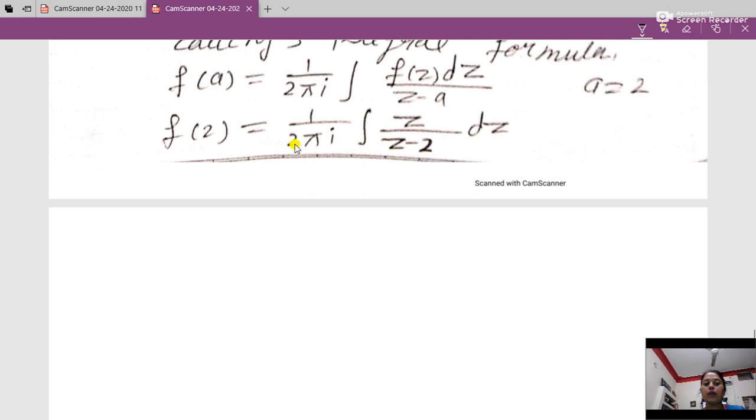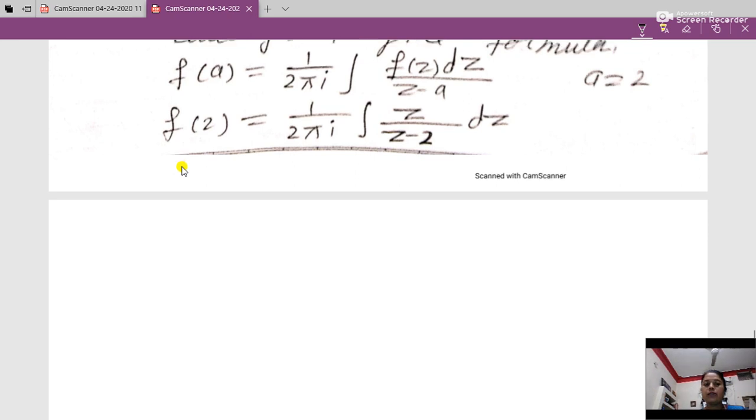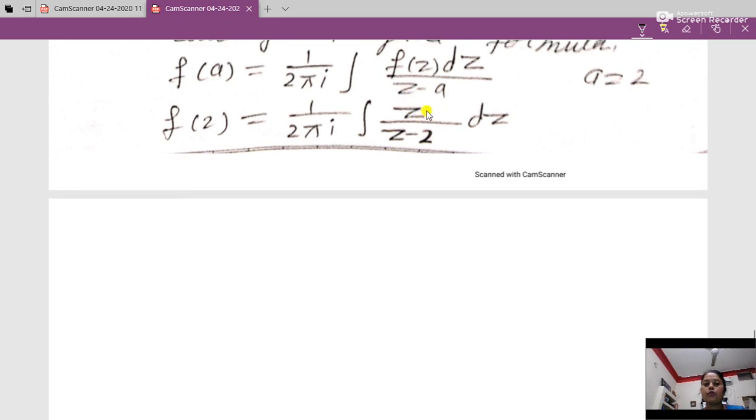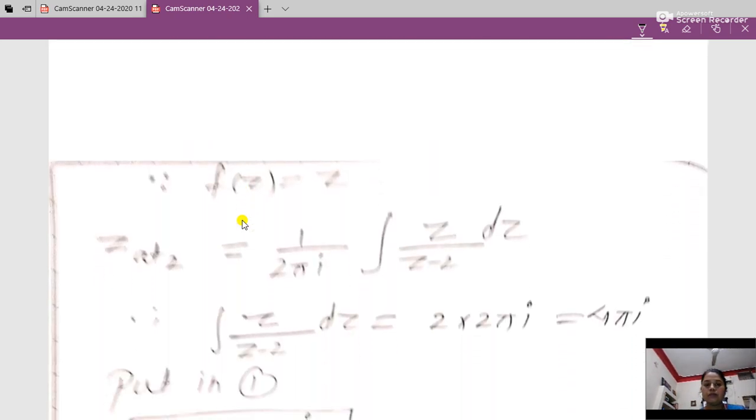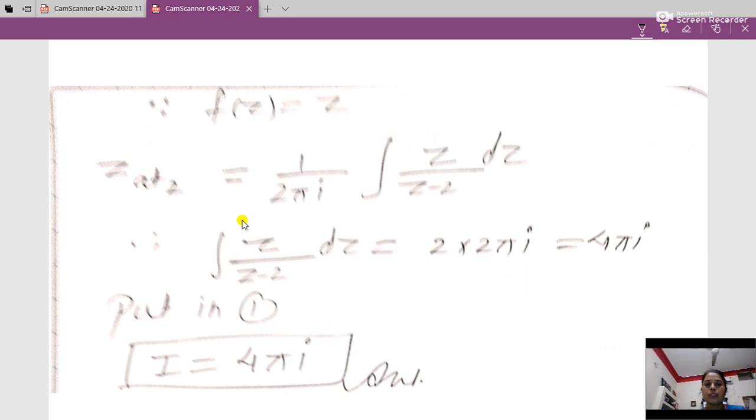Since we have to calculate this integration, the integral of z upon z minus 2 dz is equal to 2 pi i into f of 2. f of 2 means f of z at the point z is equal to 2. Since f(z) is the numerator, f(z) is z, therefore f of 2 is equal to 2. So 2 into 2 pi i will be 4 pi i. Therefore, we have calculated our integration using Cauchy's integral formula. Thank you.